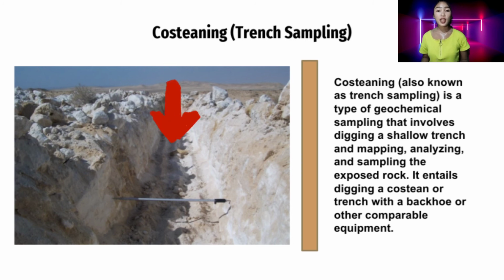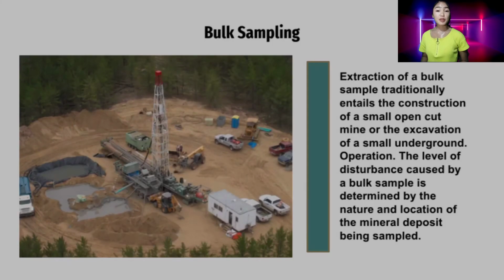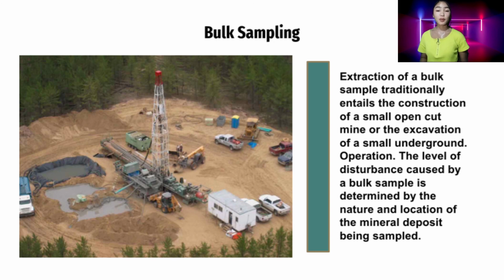It entails digging a costean or trench with a backhoe or other comparable equipment. The trench should be 20 cm wide to more than a meter wide and a few centimeters to meters deep, where hard rock is near the surface. So another type of geochemical survey, we have the bulk sampling. Extraction of a bulk sample traditionally entails the construction of a small open cut mine or excavation of small underground operation. The level of disturbance caused by a bulk sample is determined by the nature and location of the mineral deposit being sampled.